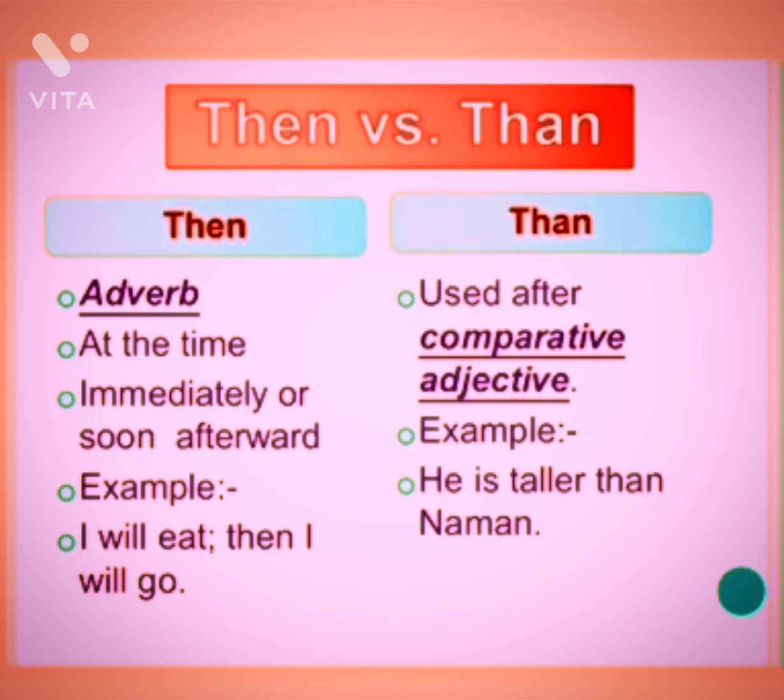Okay? And than is used for comparison. It is mostly used after a comparative adjective. When we make comparisons: he is taller than Naman. I run faster than Riya. So here we have compared two people. So for comparison we use than, and if we want to use it as an adverb, then we write then.